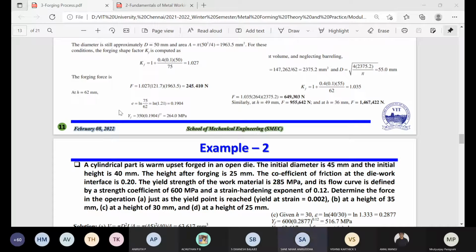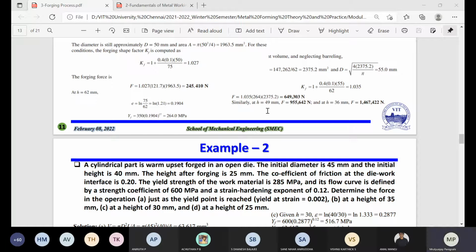Sir, intermediate height is given, diameter we have to find. Where is the intermediate diameter given? Height is given, diameter is to be found out. No, this is true, but this is in the second part, because it is asking just as the yield point is reached.